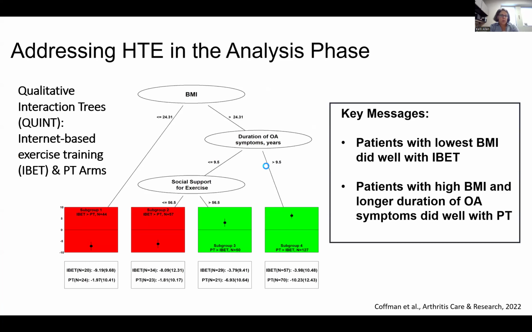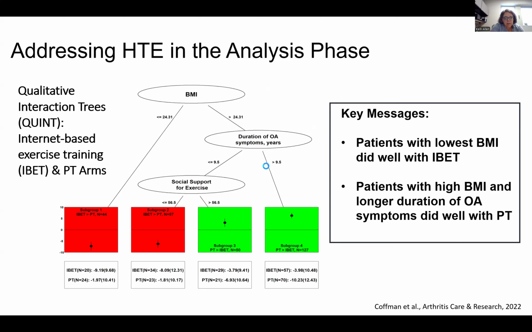So here the example I'm showing here is something called qualitative interaction trees, or QUINT. And here we're comparing both the two active treatment arms, the internet-based exercise training program, or IBET, and physical therapy. This particular method, QUINT, is one that is designed specifically to look at factors that predict response in two active treatment groups. So in this particular analysis, we don't have the control group, and we did that in a separate paper that I'm glad to share as well.